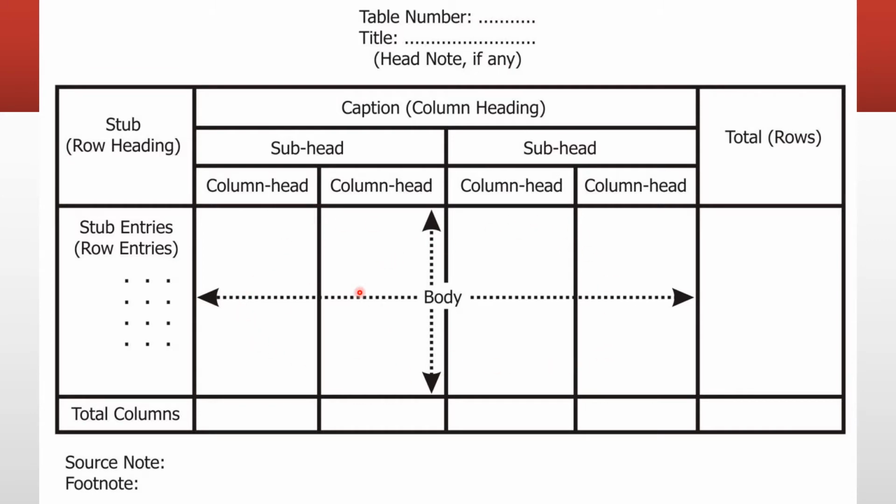As I told you earlier, every part of the body is called a cell. Then you have the total of the columns shown right down beneath the table. Beneath the table you have the source note where your data has been obtained, and any extra information about the numerical data can be put in the footnote.